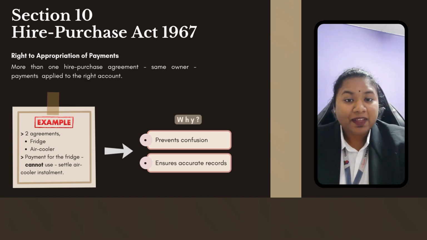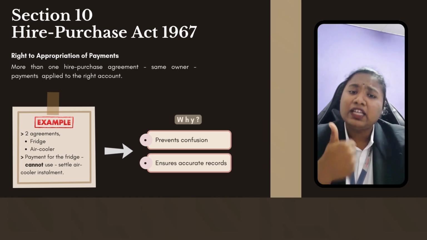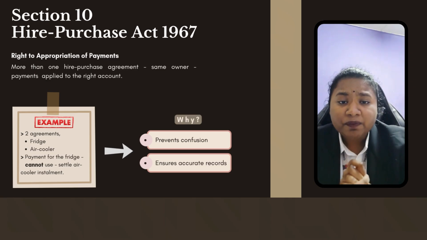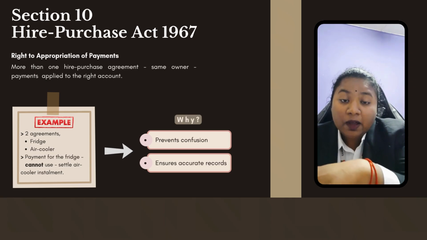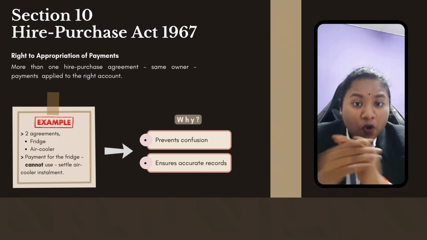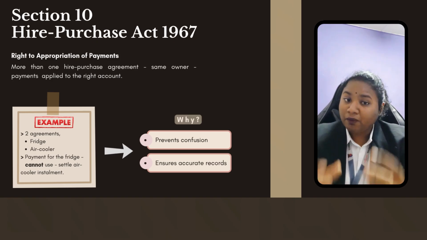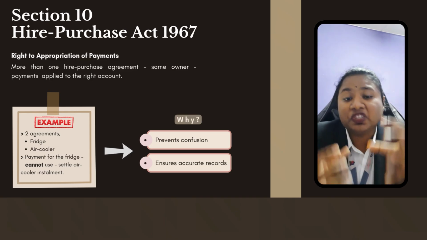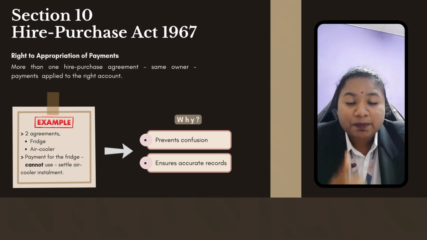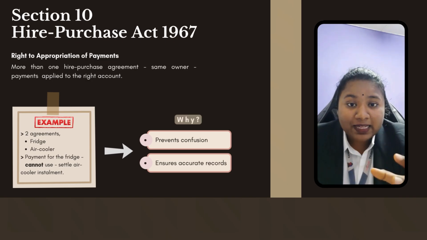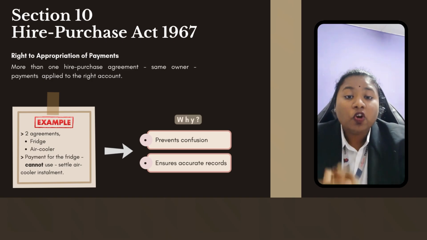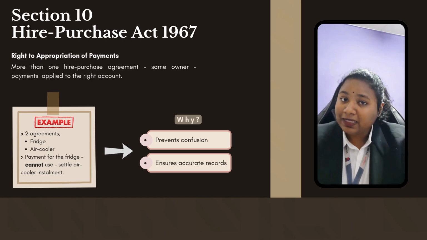For example, let's say Sir Parthiban has two hire purchase agreements with the same owner, one for a fridge and another for an air cooler, and Sir Parthiban made a payment of RM200 for the fridge. The owner must apply the payment to the fridge agreement and not switch it to the air cooler agreement. From this explanation, we have a clear picture of where the money actually goes and how Section 10 works, by ensuring transparency and fairness of the payment process, which means Sir Parthiban has control over where the money goes. It prevents confusion and protects both parties from misunderstanding.